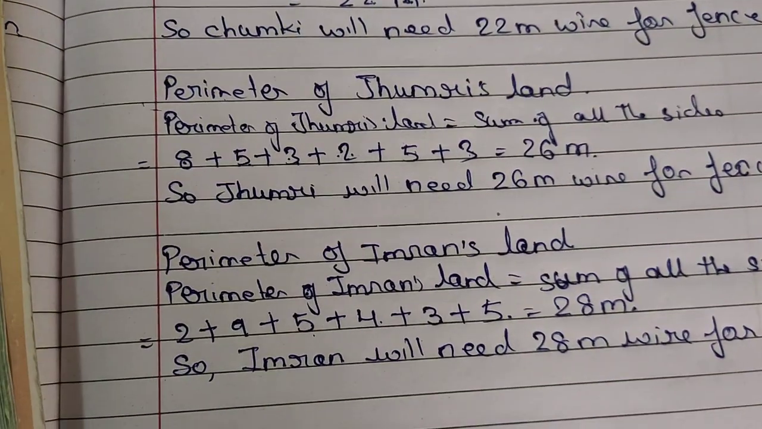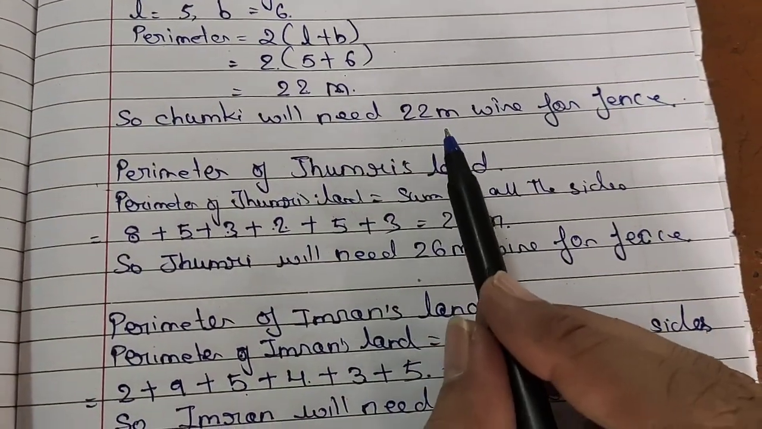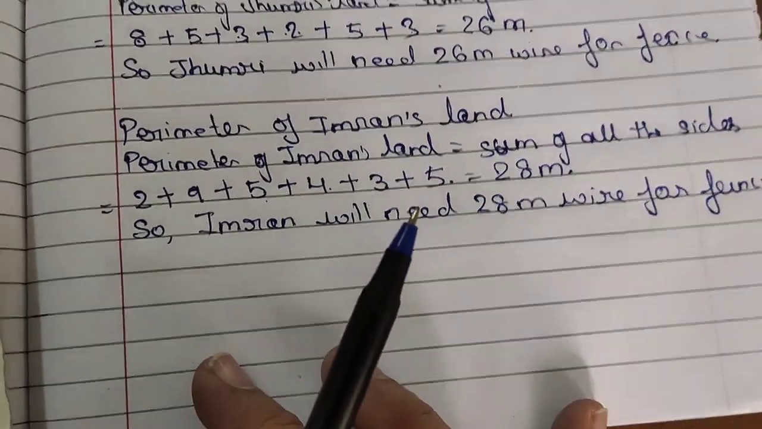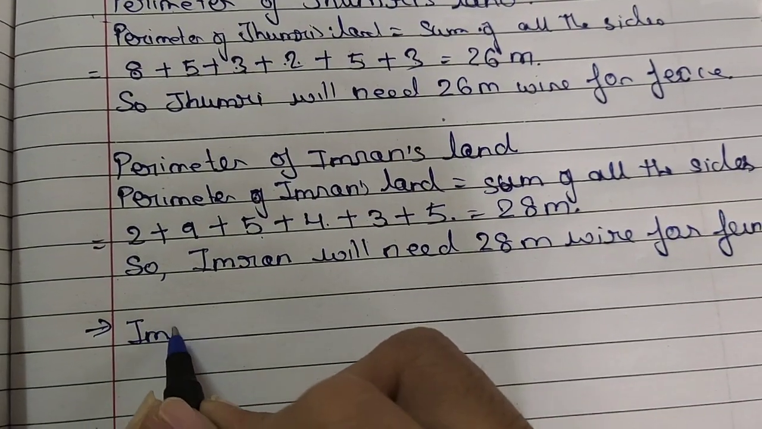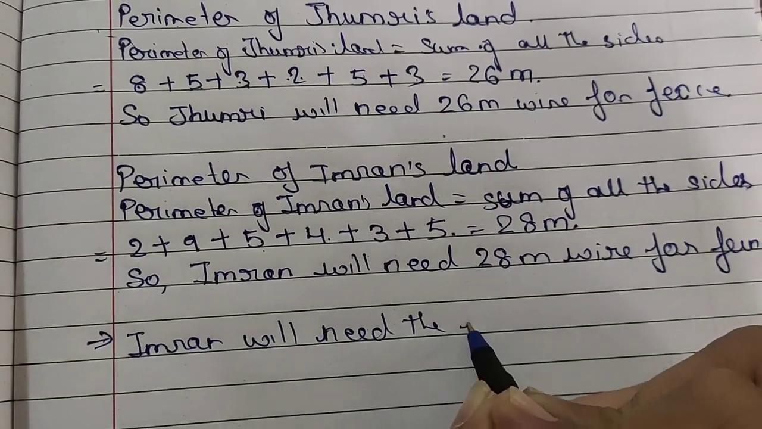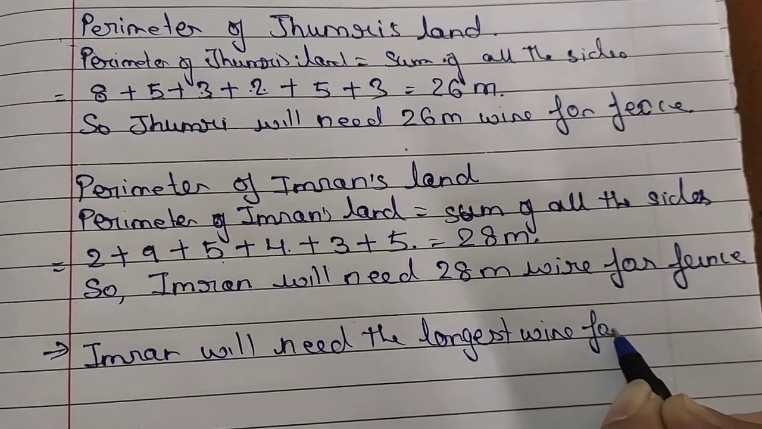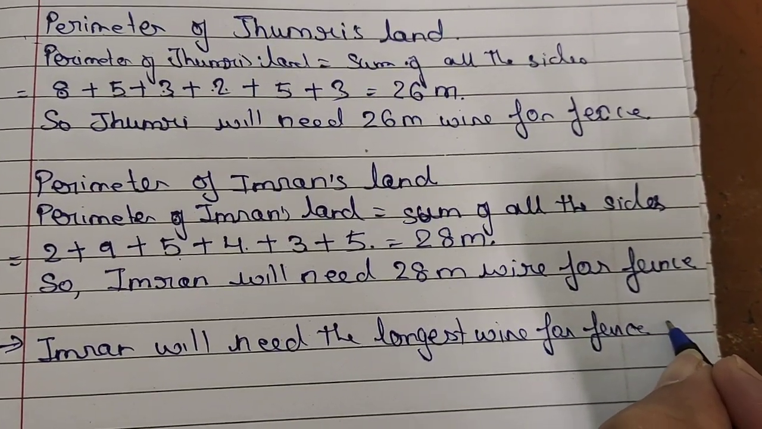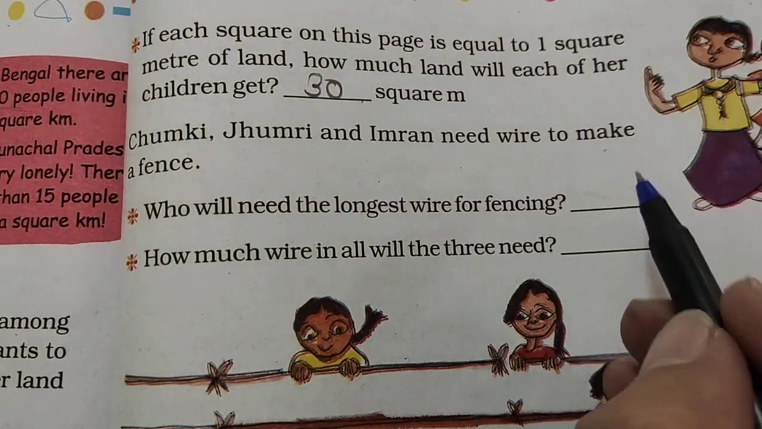Okay, so now, first of all, who will need the longest wire? Chumki 22, Jhumri 26 and Imran 28. So we will write down one more answer. Imran will need the longest wire for the fence. That is how much? It is 28 meter.